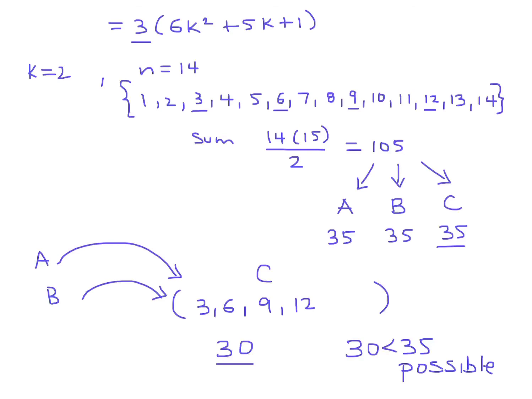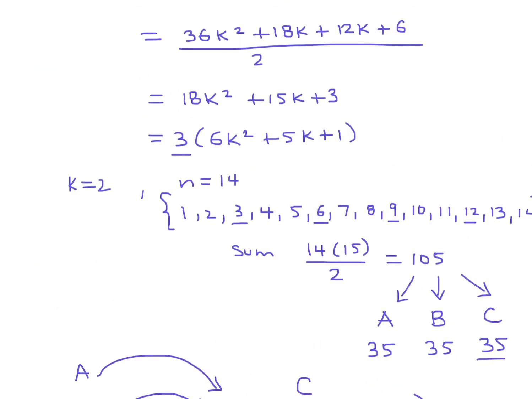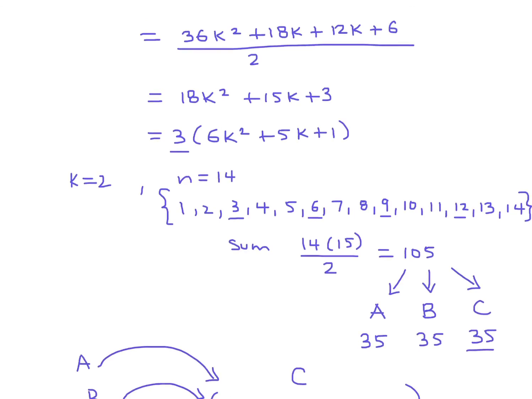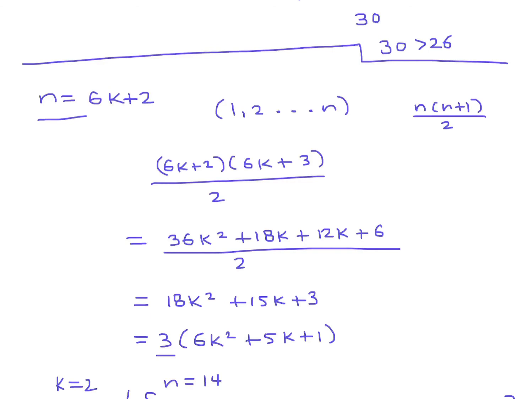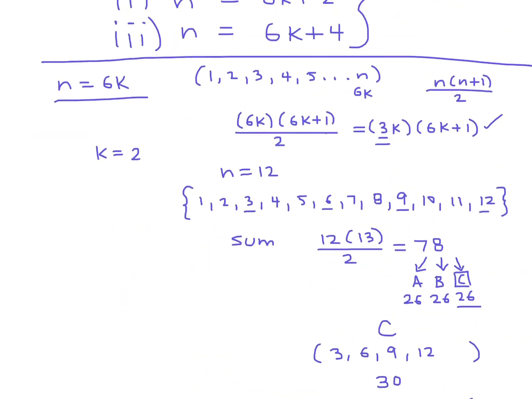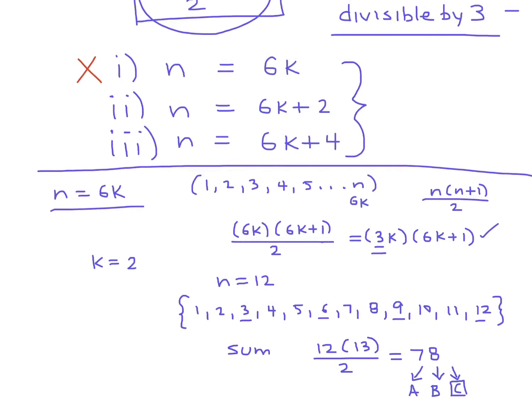Go back and look at part A, how we did that. Initially it didn't work, so then we had to take something out of A, put it into C, then take something out of B, put it into C. So same scenario here. So that's good news for us. That means that basically n is equal to 6k plus 2. That will work. So we go back and we put a big check mark right there.